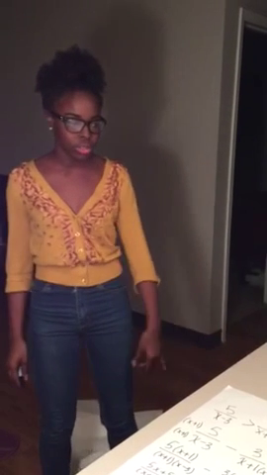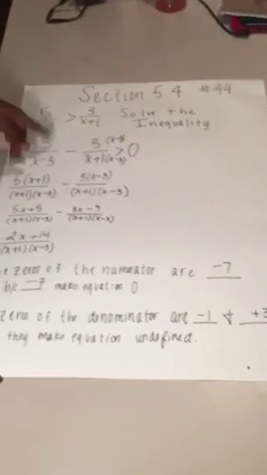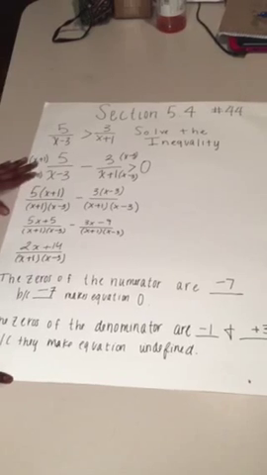And today I'm going to go ahead and do Section 5.4, question number 44. So I guess we'll just get started. And it's 5 over x minus 3 is greater than 3 over x plus 1. And we're solving the inequality here.